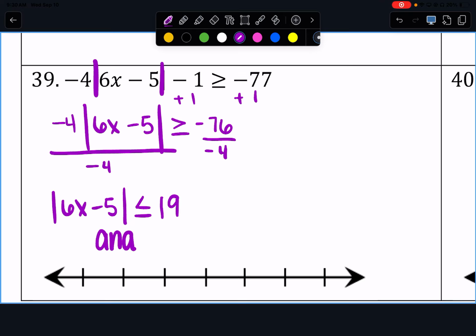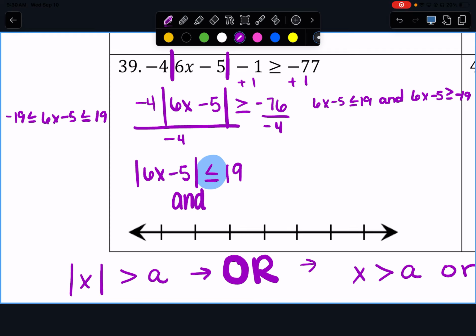Okay. So now that it's isolated, is that an AND or an OR inequality? AND. Okay. We use the inequality after it's been isolated. And then from here, we will set this up. We will have 6x minus 5 is less than or equal to 19, and 6x minus 5 is greater than or equal to negative 19. We're going to do both cases. If you prefer the other method, I'm going to write it out over here. It would be negative 19 is less than or equal to 6x minus 5 is less than or equal to positive 19. Either method works. I'm good with either. Same thing for both of them.